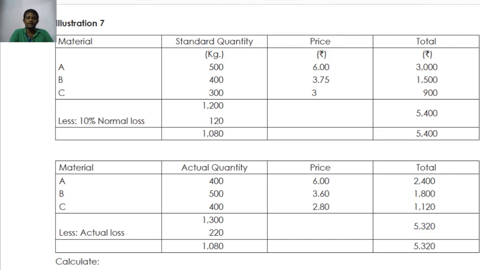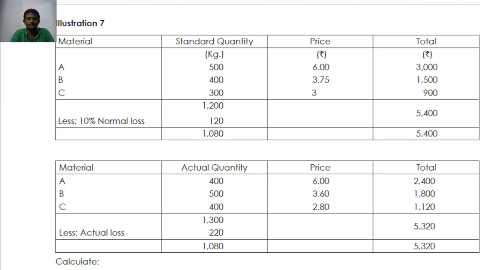So in this question, what is the new learning? All material standard is given, actual is given. These things we know: standard quantity into standard price, revised standard quantity into standard price, actual quantity into standard price, and actual quantity into actual price. Formulas apply, you will get the answer. But what is the new learning in this question? Additional information.